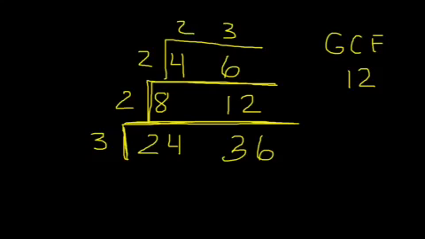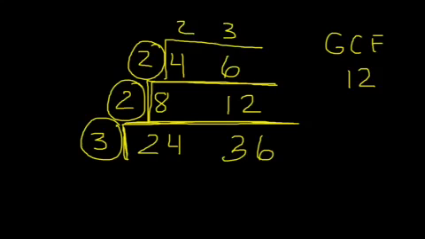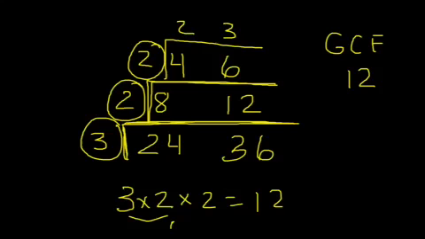You're done. So if I want to find the greatest common factor, all I'm going to do is look at these numbers. All the numbers that were on the outside of your cake, you multiply them together. 3 times 2 is 6. 6 times 2 is 12. So you just multiply them all together, and that's your greatest common factor.